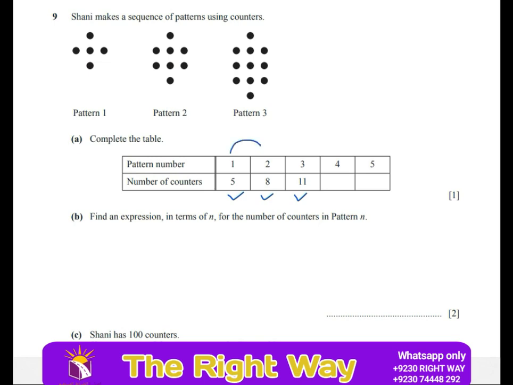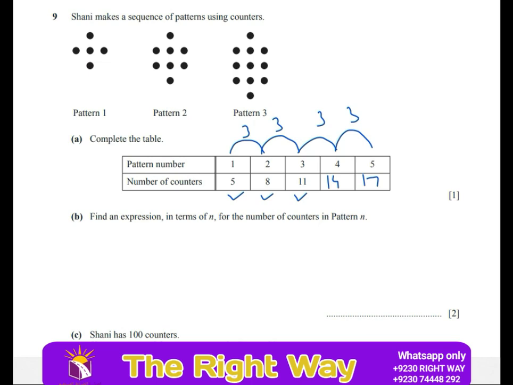From the first to second pattern, 3 counters are added. 5 plus 3, 8. From second to third, also 3 is added. From third to fourth, also we are going to add 3, which will be equal to 14. And from 4th to 5th, it will also add 3, which will be equal to 17. So it is an arithmetic pattern, an arithmetic sequence. We are going to add 5, 8, 11, 14 and 17.